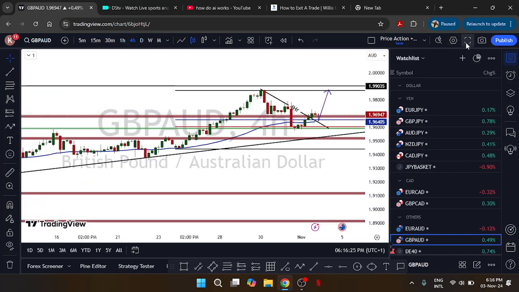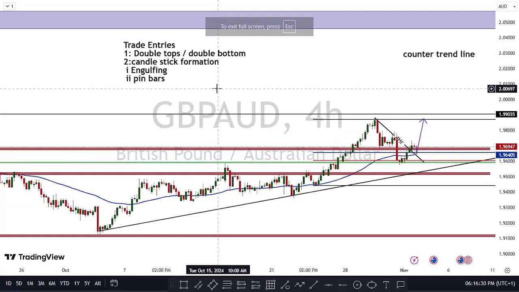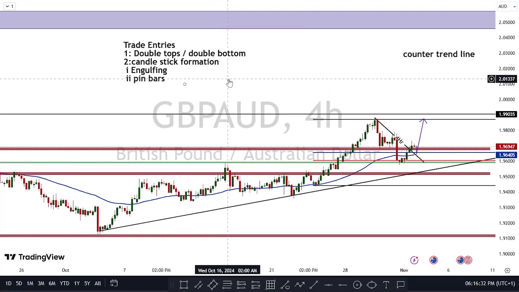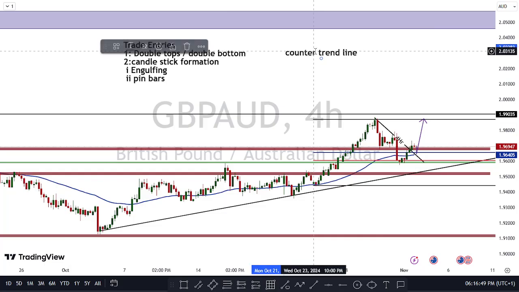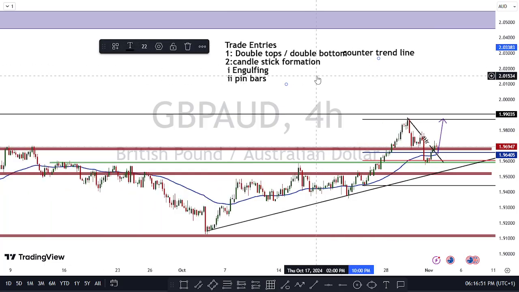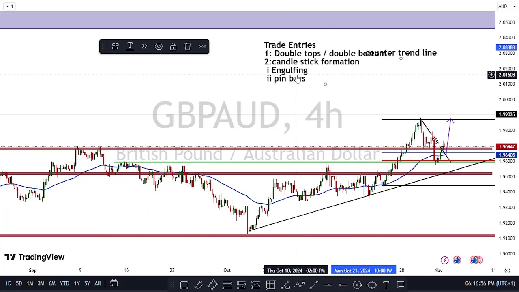So that was it, guys. It's pretty much very easy. In summary, our trade entries: double tops, double bottoms. That's our entries. We also use candlesticks, because double tops and double bottoms are chart patterns. We also use candlesticks like engulfings and pin bars. And then the next one is the counter trend line. I decided to put this out there for you guys because it really works. You guys should include this in your trading.